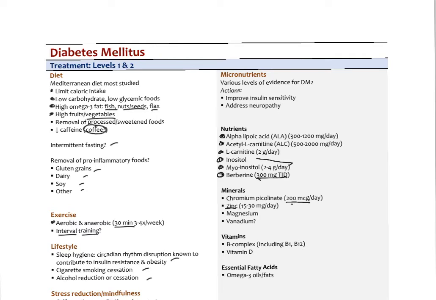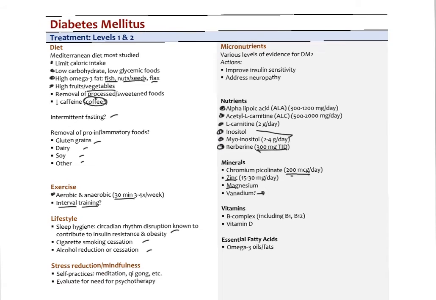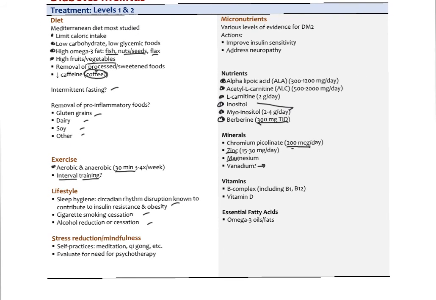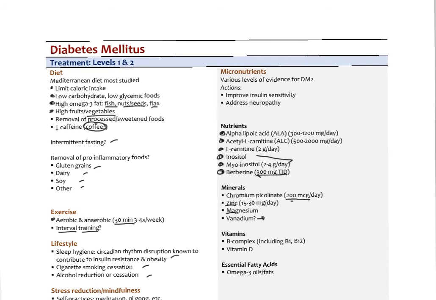Zinc is needed in the pancreas, and so it's suspected we can maybe use zinc to help. Same with magnesium. And vanadium is sometimes also used for improving insulin sensitivity, but there are some studies indicating toxicity at a pretty low dose, so I don't typically recommend vanadium, but it is in a lot of supplements that are used for glucose lowering and so forth. Different vitamins, B complex, vitamin D are often recommended. Again, mixed evidence there. And then the essential fatty acids, the omega-3s.